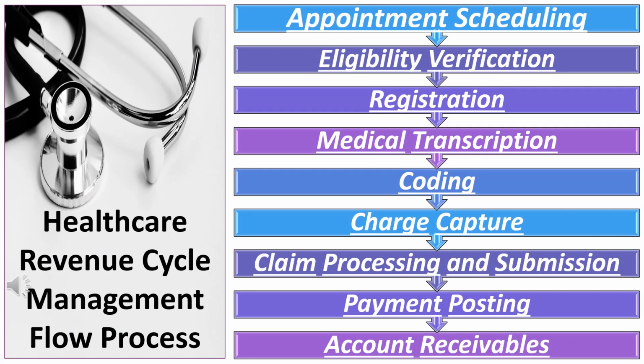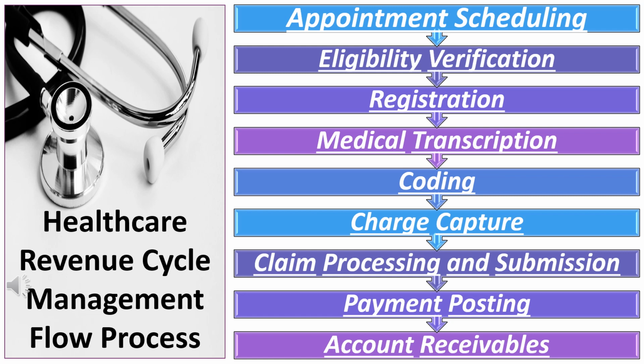Today we will learn about the HRCM flow cycle in detail. The HRCM flow cycle starts from patient appointment, followed by eligibility verification, patient registration, medical transcription, medical coding, charge entry, claim processing and submission, payment posting, and account receivables.